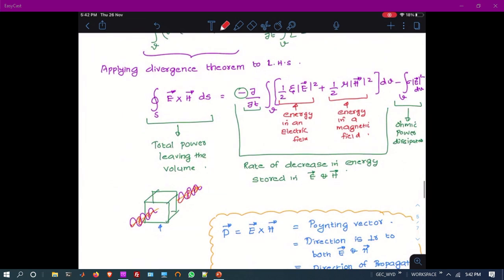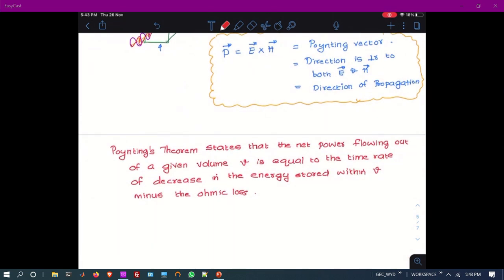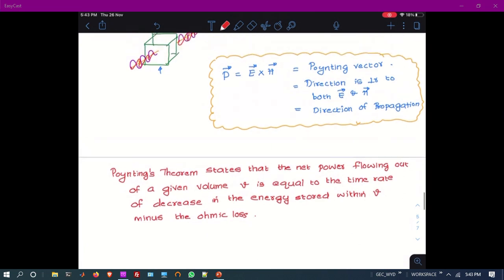So the net power flowing out, which is this expression on the left hand side, is the rate of decrease in energy in that volume, which is the first expression on the right hand side, minus the ohmic loss. That is what is stated in Poynting theorem. And P is equal to E cross H is the Poynting vector, and it represents the direction of flow of power. Okay, this is called as the Poynting vector.